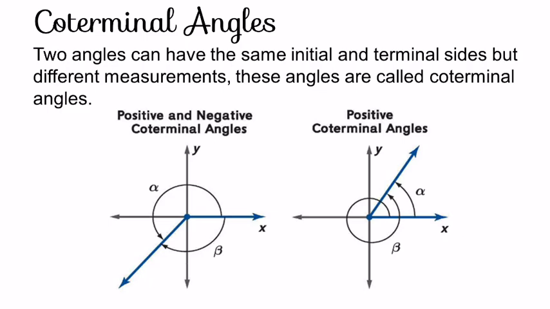Okay, the other option over here on the right are positive coterminal angles. Both of these start and stop at the same spot. Angle alpha is an acute angle that just fits in quadrant 1, while angle B, or beta, goes around one time and then a little bit more. So that angle would be bigger than 360 degrees in this case.